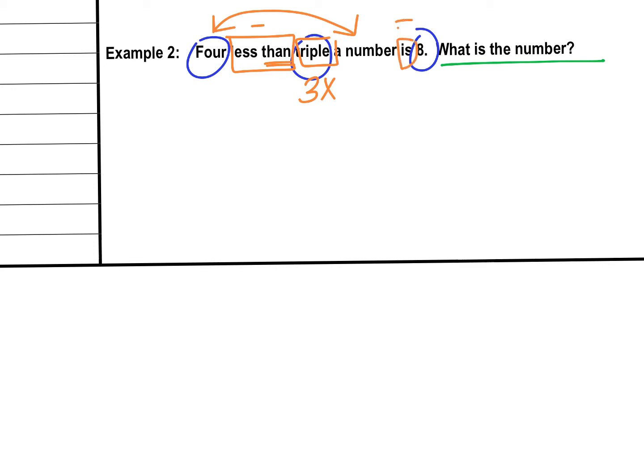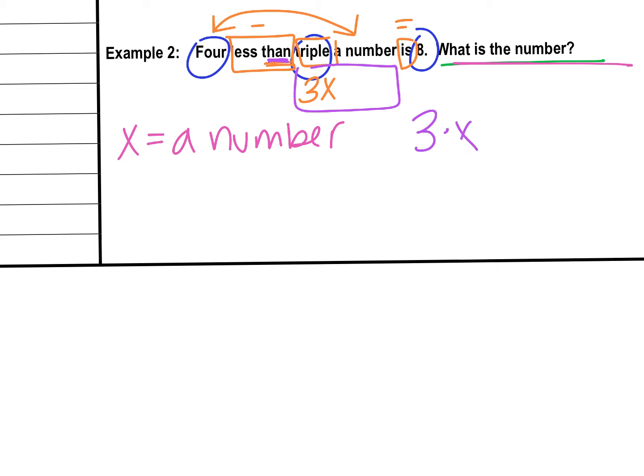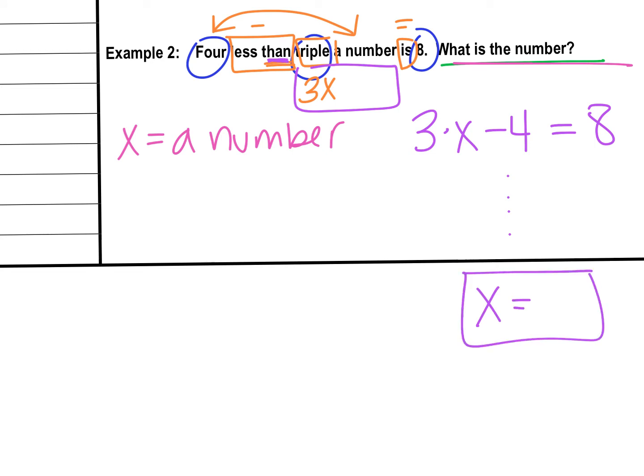And then the word is means equal. So to find my variable, once again, x is just going to be a number. And then my equation. Because of this word than, triple a number goes first. So triple my number, which I don't know, and take away 4. That's 4 less than. It is 8. You can go ahead and solve on your own and figure out what x equals. And then remember to put your answer in a sentence. The number is blank.